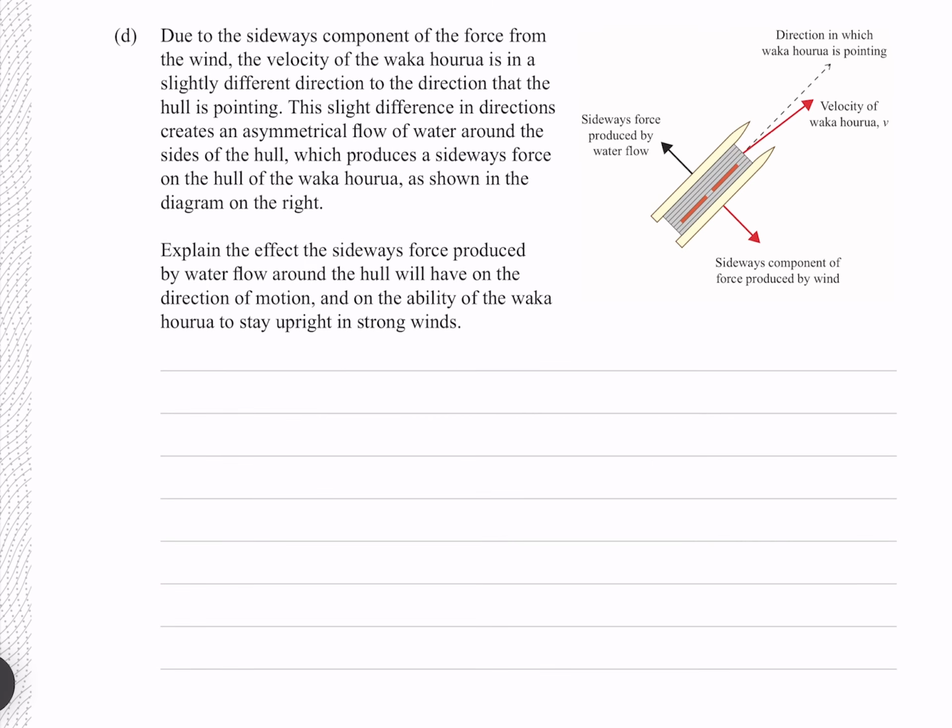Due to the sideways component of the force from the wind, the velocity of the wakahodoa is in a slightly different direction to the direction that the hull is pointing. This slight difference in directions creates an asymmetrical flow of water around the sides of the hull, which produces a sideways force on the hull of the wakahodoa, as shown in the diagram on the right. Explain the effect the sideways force produced by the water flow around the hull will have on the direction of motion, and on the ability of the wakahodoa to stay upright in strong winds.